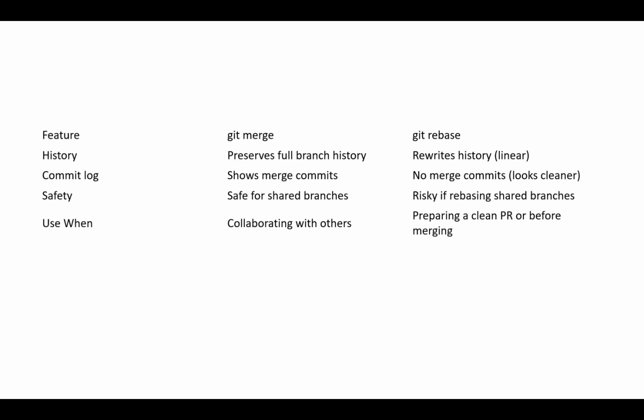Git merge is safe for shared branches. It is risky to rebase shared branches. When we are collaborating with others, the best option is to use git merge. But when you want a clean pull request before merging, we can use a rebase. Basically, if you want to remove the dirty commits, we can use rebase. So use git merge and rebase wisely.